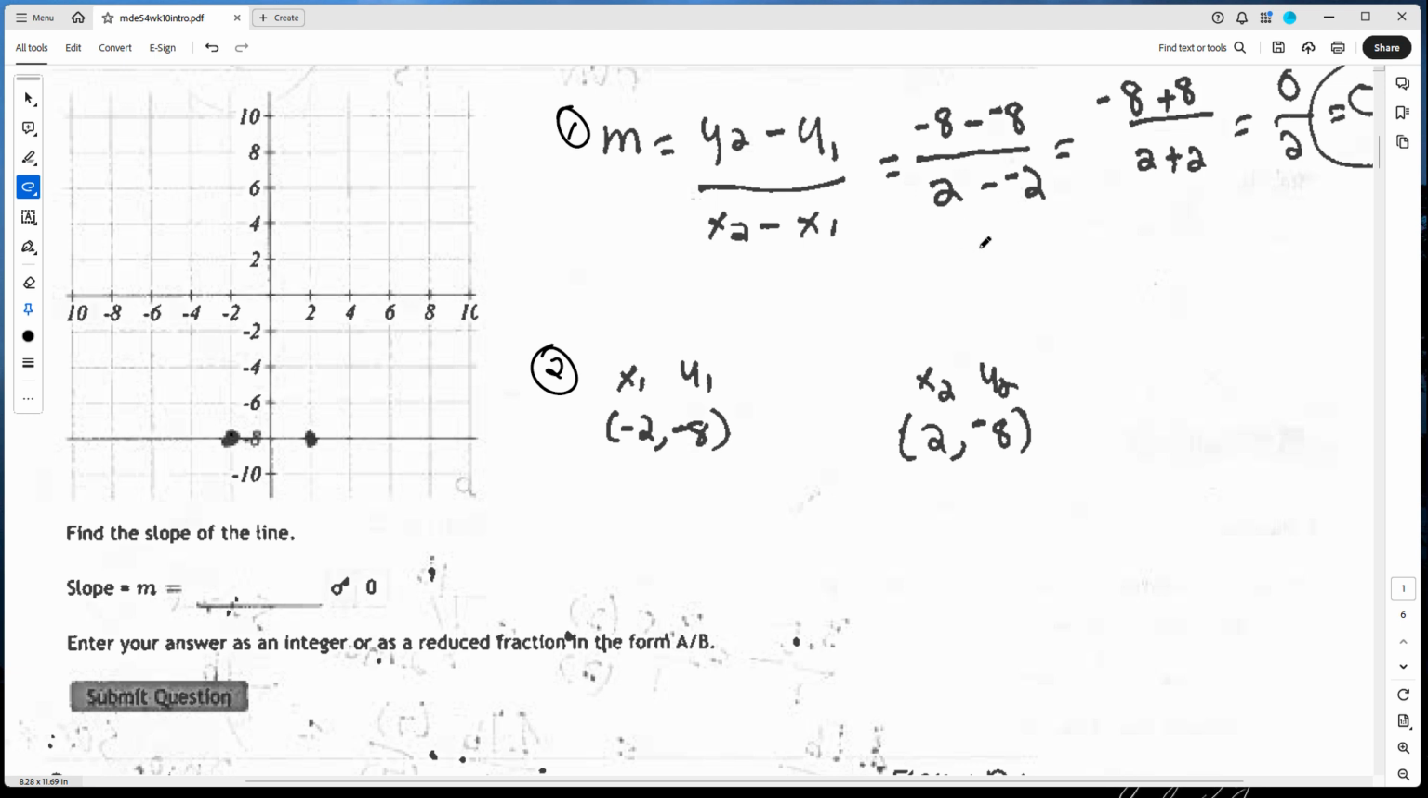Then the third thing you want to do is to plug into the formula here. Negative 8 minus a negative 8 is going to be the same thing as negative 8 plus a positive 8, which is 0. And here we have 2 minus a negative 2, so it'll be 2 plus 2. And in this case here, we end up with 4. And 0 over 4 is 0. 0 divided by anything is 0.